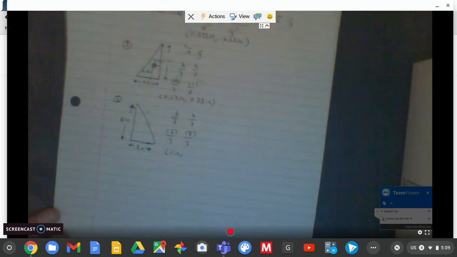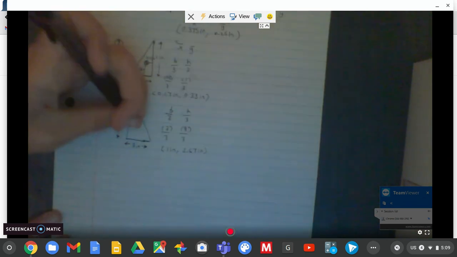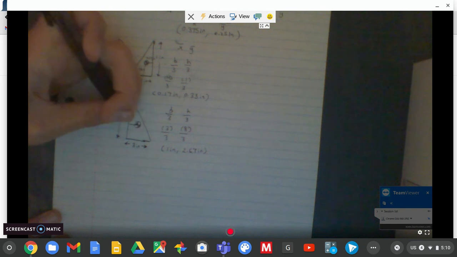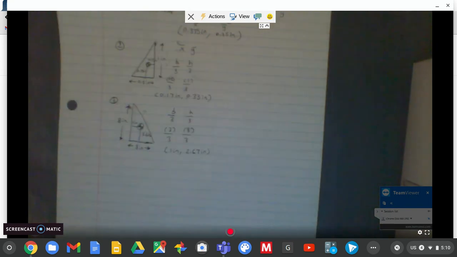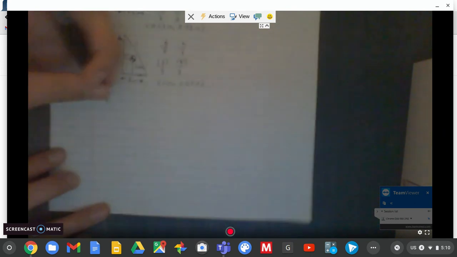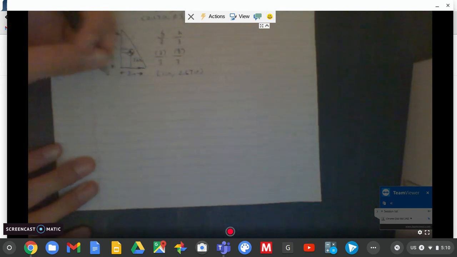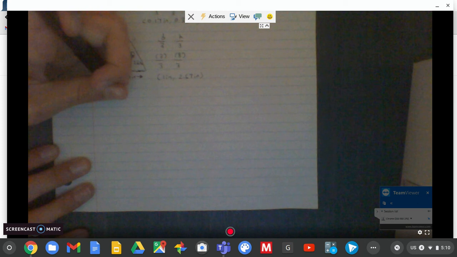Our final answer turns out to be 1 inch for the x coordinate, and for the y, approximately 2.67 inches. Again, you estimate where the centroid would be. You write 1 inch and then 2.67 inches. That's number 3. Now for number 4, let me see. Oh, that is a semicircle. Okay, we got a semicircle here.